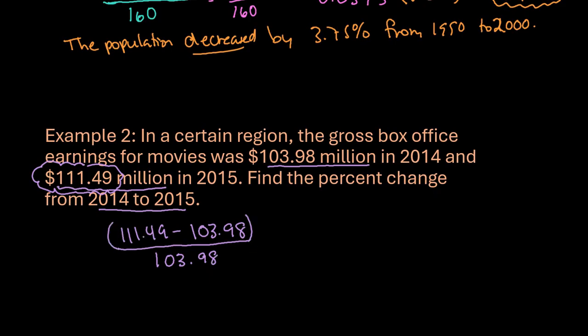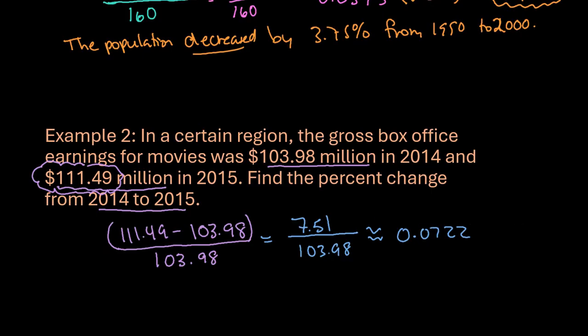So again, if you wanted to do it all at once, you would put parentheses around the top. Otherwise, you could simplify it, and if I do 111.49 minus 103.98, I end up with 7.51. And then I'm going to divide that by 103.98. This one is approximately 0.0722. Just round to however many decimal places you want to.